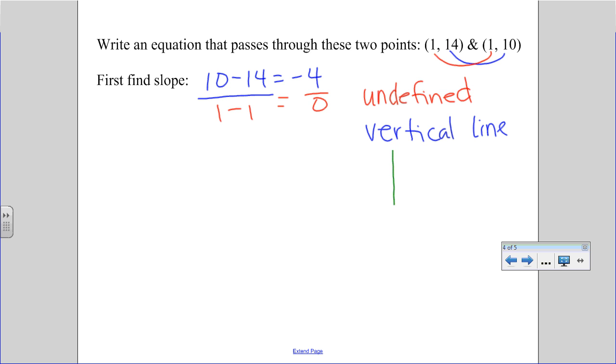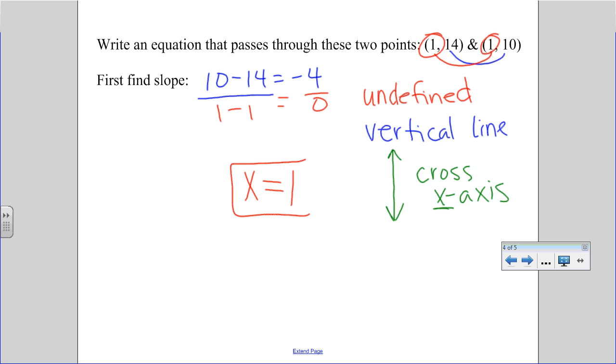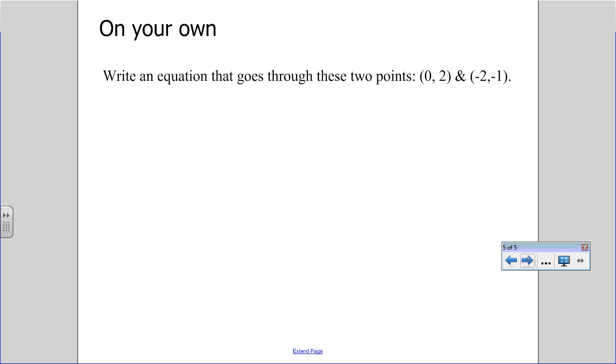Vertical lines go up and down, which means they only cross the x-axis. And so if we only cross the x-axis, that means I have to have x equals. And if you go back and look, sure enough, the same thing happened, but this time in our x coordinate. So we have x is equal to 1. You have one on your own.